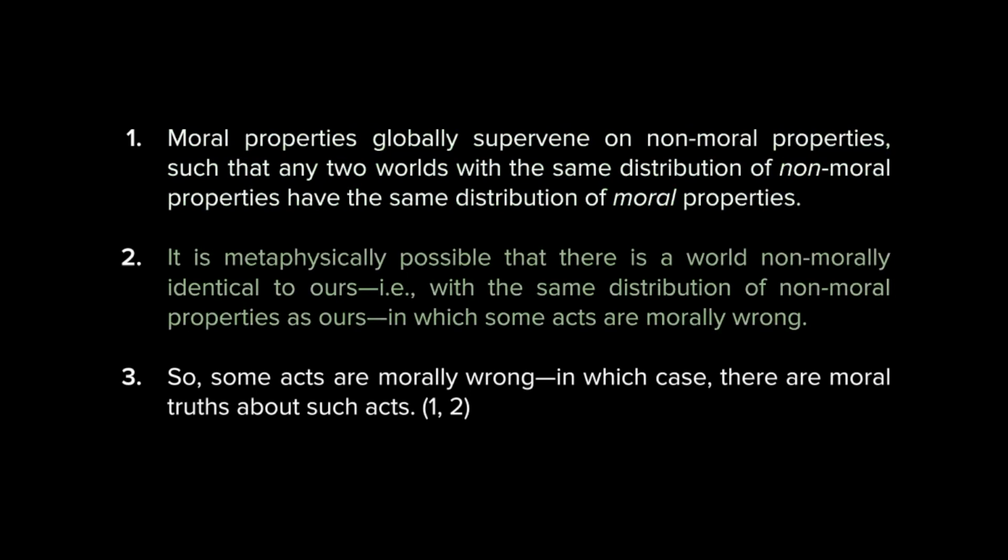And then we have the possibility premise, right? We're saying, hey, it's metaphysically possible that there is a world that is non-morally identical to ours, in which some acts are morally wrong, that do have some moral properties in there. And from those two premises, you get that some acts are actually morally wrong. There are actually truths about such acts.